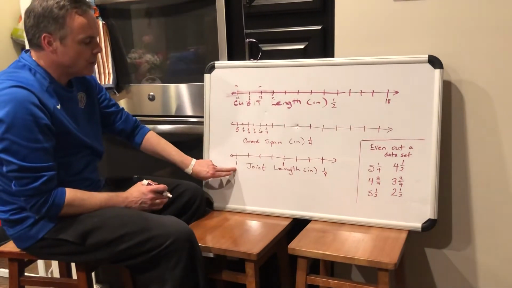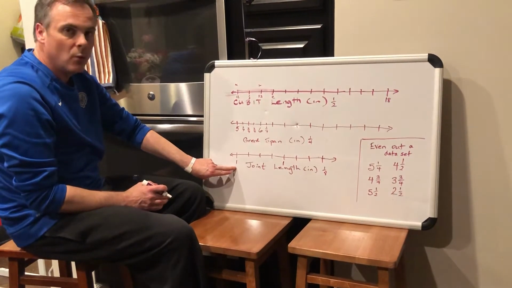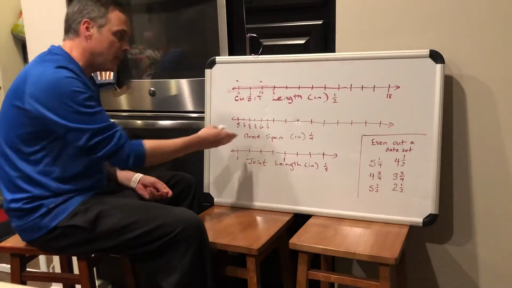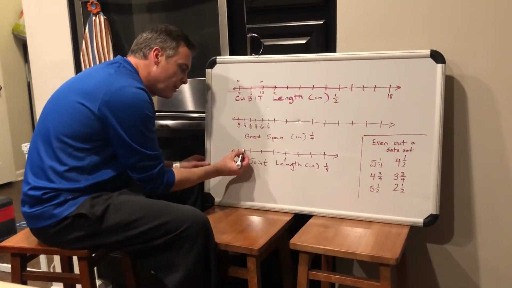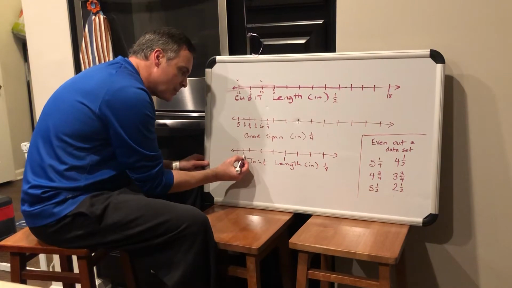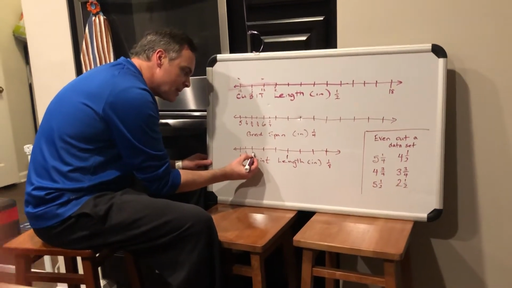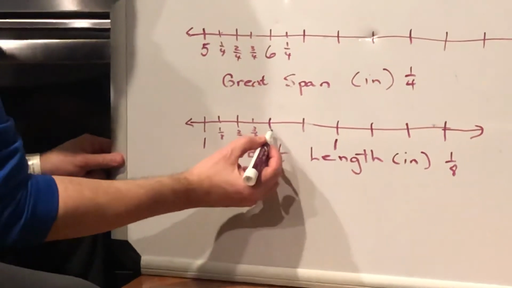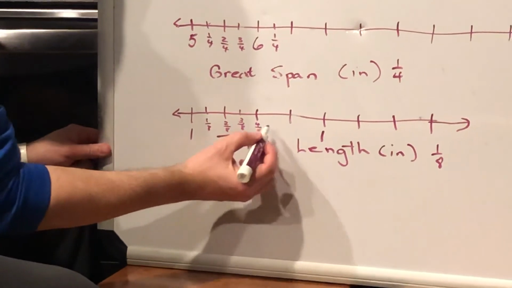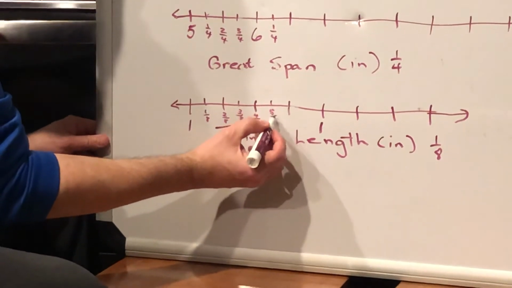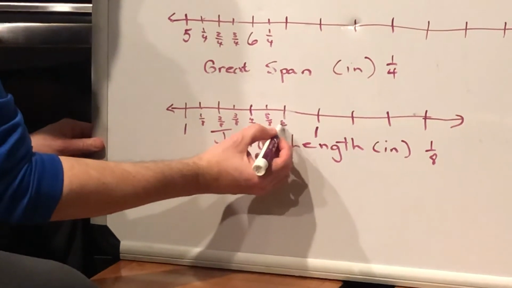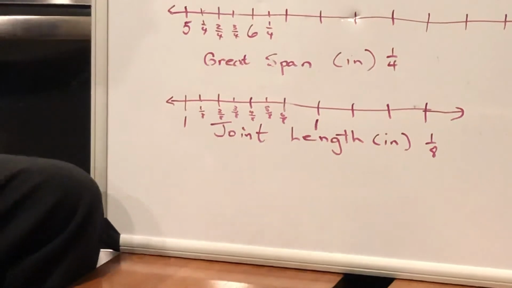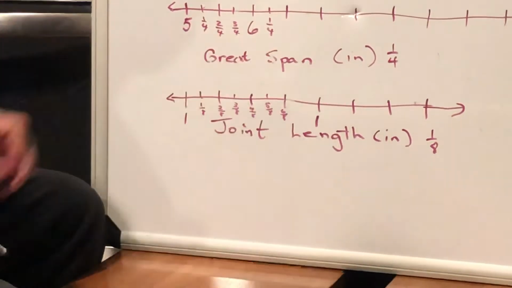For the joint length, we were rounding to the nearest eighth of an inch. I want you to start your data set with the number 1. And again, you're going to have to do the exact same thing we did with the great span, and we're going to have to divide it up a little bit. This is 1/8, this is 2/8, dividing it up, 3/8, 4/8, 5/8, 6/8, so on and so forth, until we get to all the numbers that are in that data set.